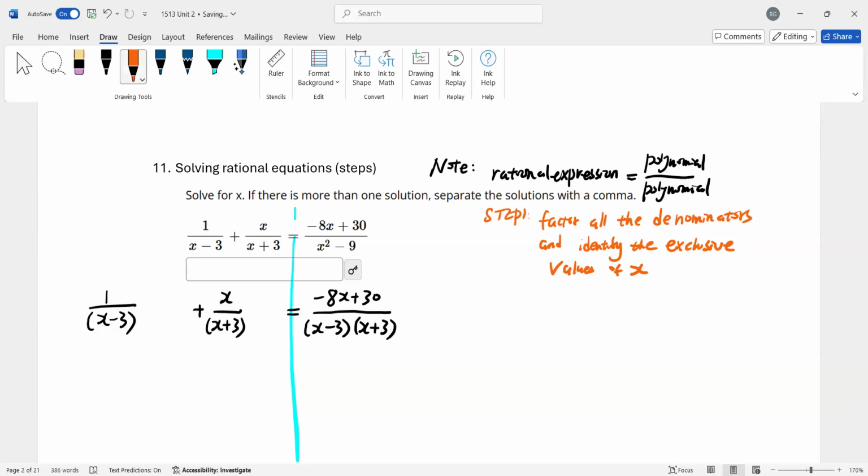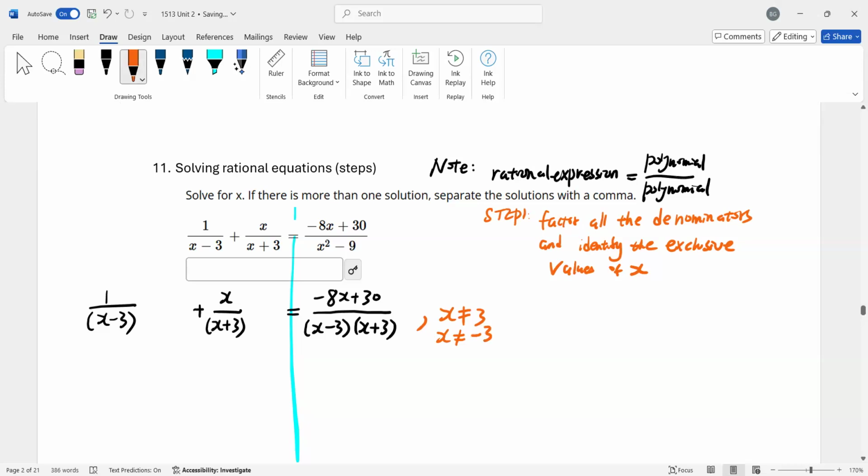No. So I would put a comma here and then write x cannot be 3. Obviously, if x is 3, then this denominator is 0, and that's not well defined. Could x be negative 3?